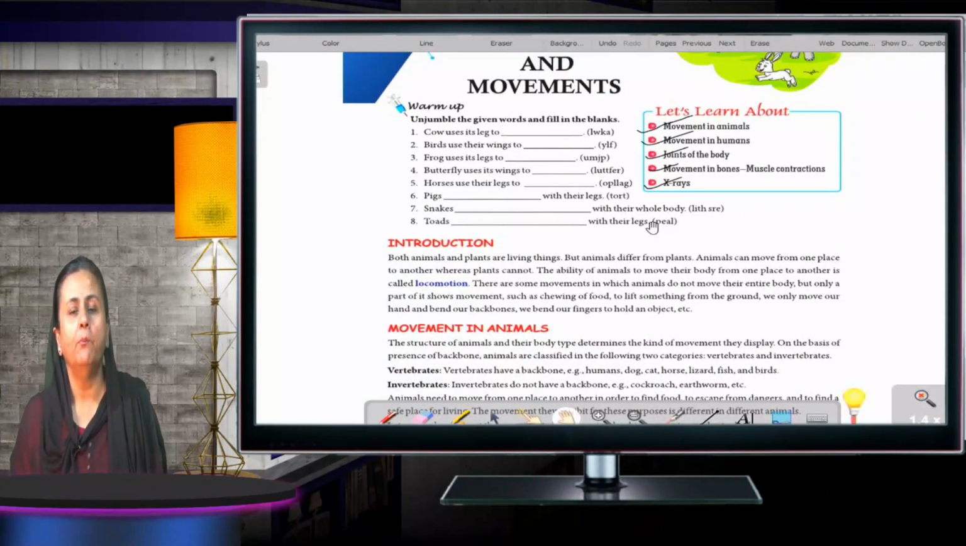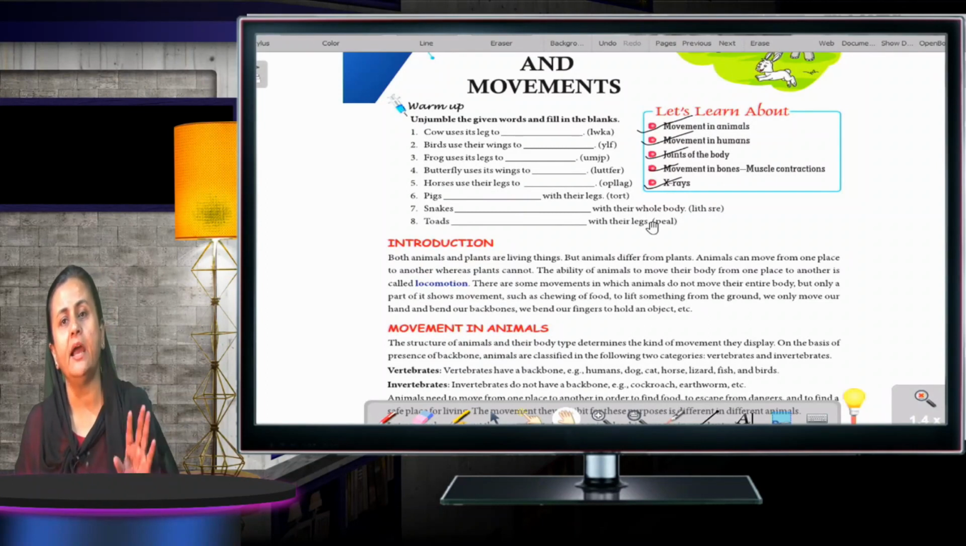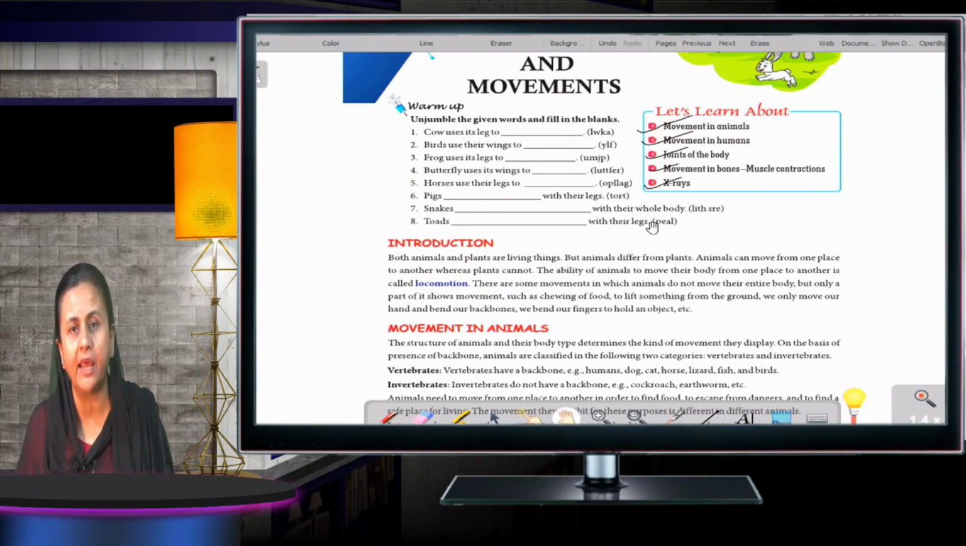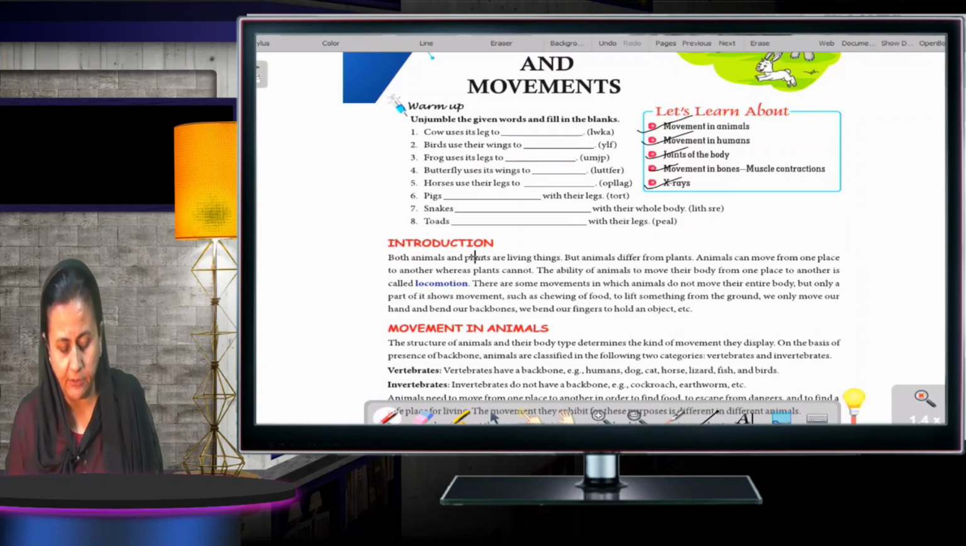See children, both plants and animals are living, okay, but the basic difference between both of them is that plants are fixed, they do not move, but animals keep on moving in search of food, in search of shelter, okay. So plants do not move, whereas animals move, and the movement is known as locomotion. So let's start the chapter now.